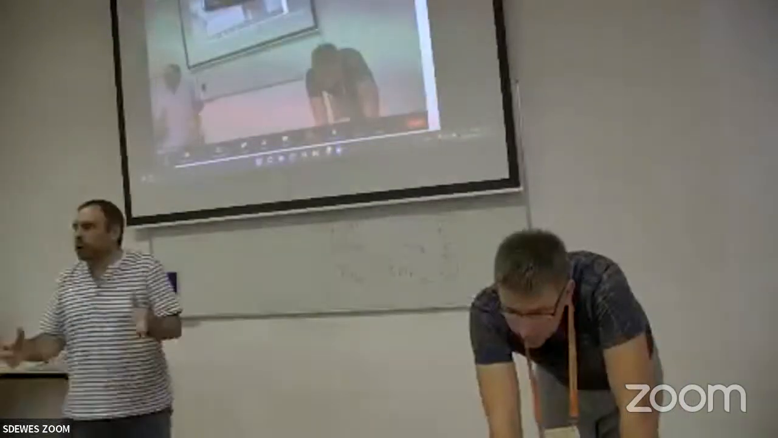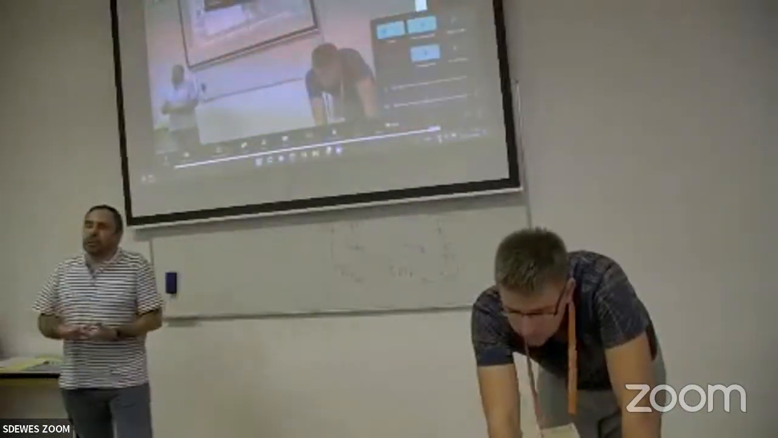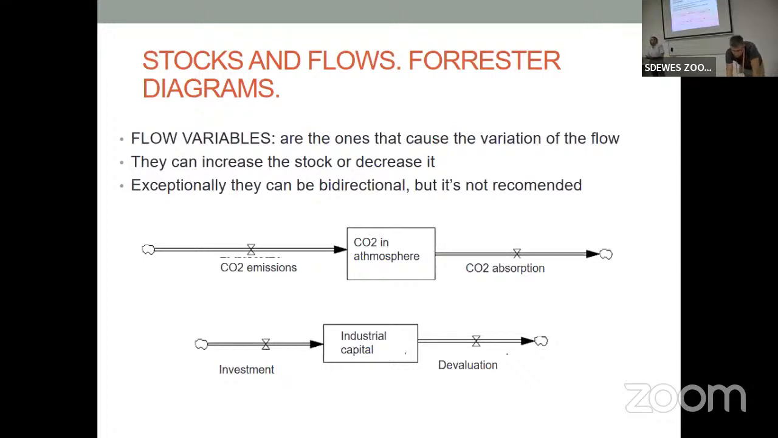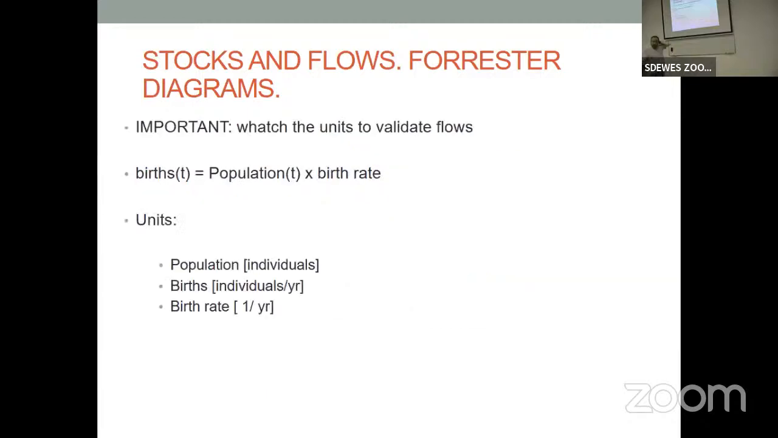But the CO2 in the atmosphere obviously is a stock, so we have two different flows. The emissions of CO2 is an inflow, as much emissions every year we have of. But also industrial capital: you have investment, and with time you have a devaluation of industrial capital, so you increase your industrial capital. It's quite relevant when modeling.